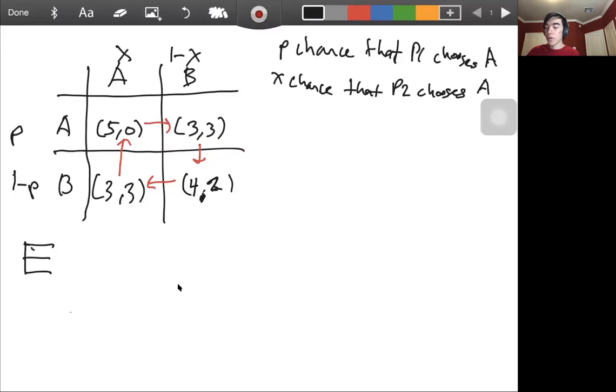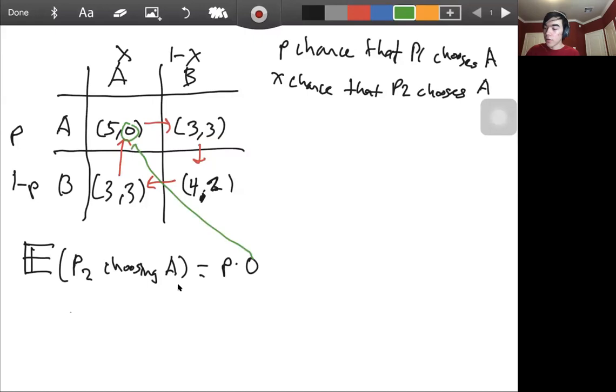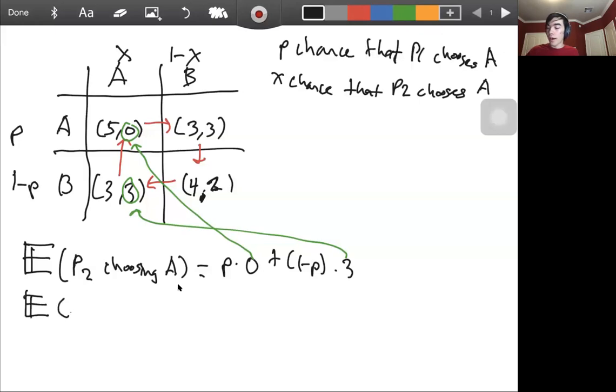I'm going to write some notation. What this scary E means is, on average, what does player 2 get from choosing A? There's a p chance that player 2 gets 0. This 0 corresponds to that 0. And there's a 1 minus p chance that player 2 gets 3, which is this 3 right here. Remember, player 2 gets the second number in these ordered pairs. Player 1 gets the first number in these ordered pairs. Okay. So what does player 2 on average get from choosing A? From choosing B, the other option?